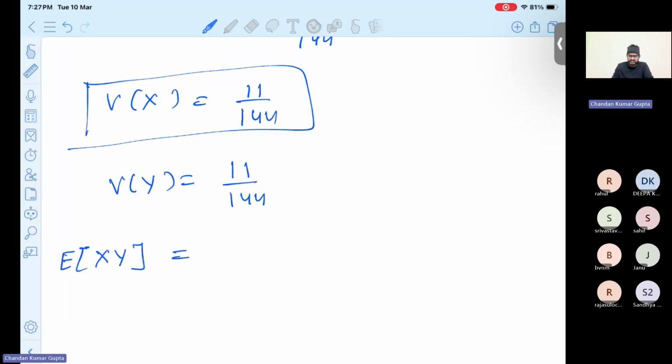The expected value of xy can be evaluated as an integral over this region. Okay, so it's x plus y.